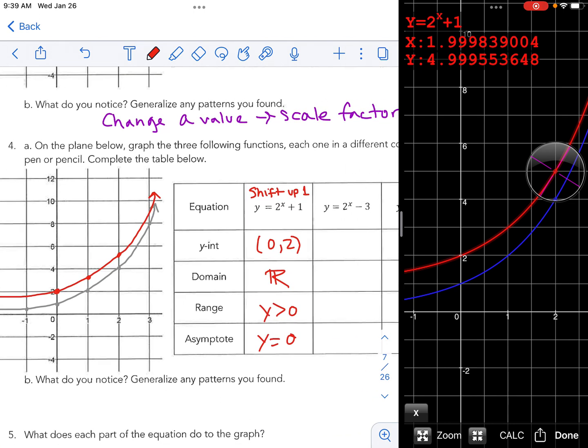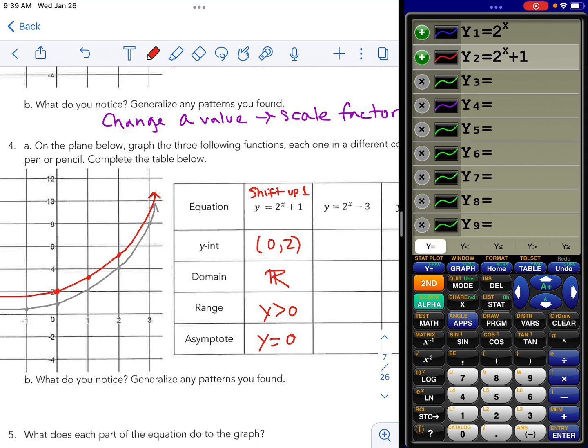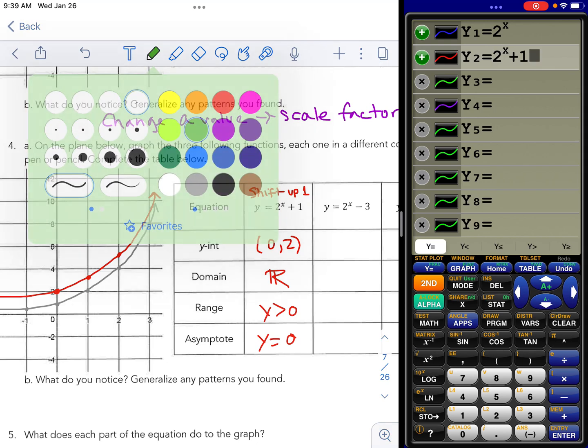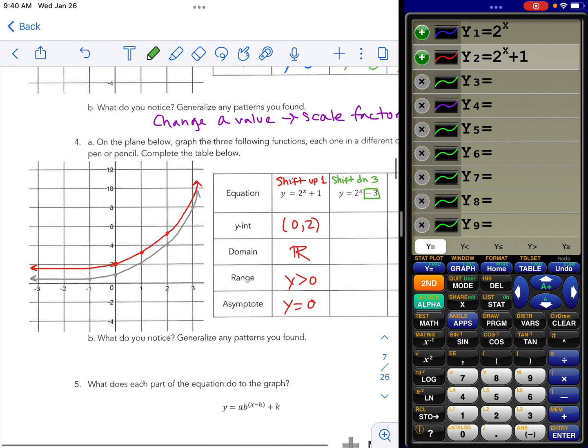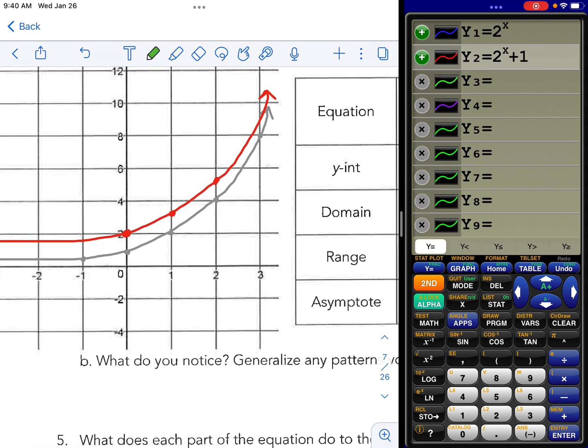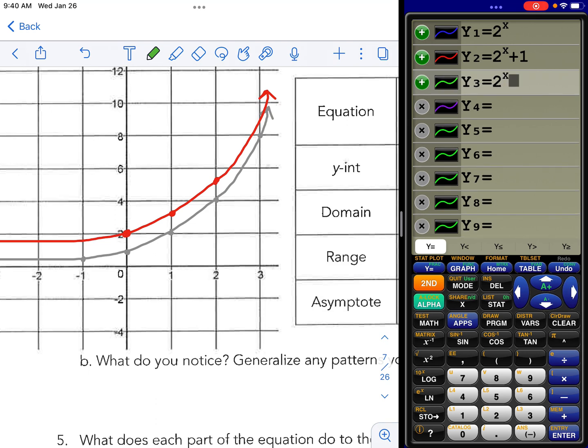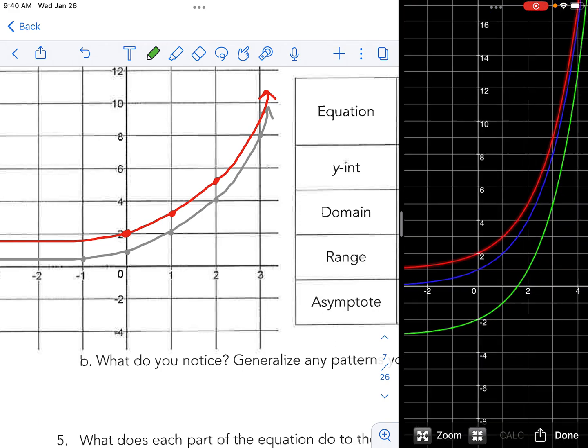So you could probably speculate then. Let's see, what's the next color I'm using? The next color is green. Okay, so you can speculate then what this is doing. That is going to be shift down 3. And so if we take the parent function and shift it down 3, let's take a look at that one. So this is 2 caret x, get out of the power, subtract 3. And let's take a look at what that looks like on the graph.